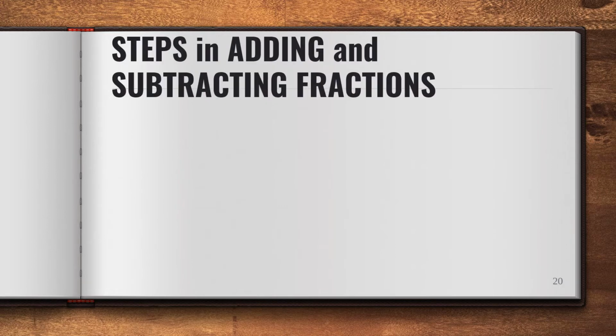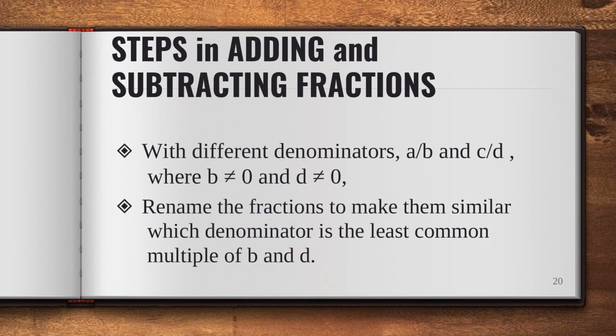Okay, so here are the steps in adding and subtracting fractions. First, with different denominators, a over b and c over d, where b and d should not be equal to 0, rename the fractions to make them similar, whose denominator is the least common multiple of b and d. So we have the least common multiple. Again, we have to review what the least common multiple is.